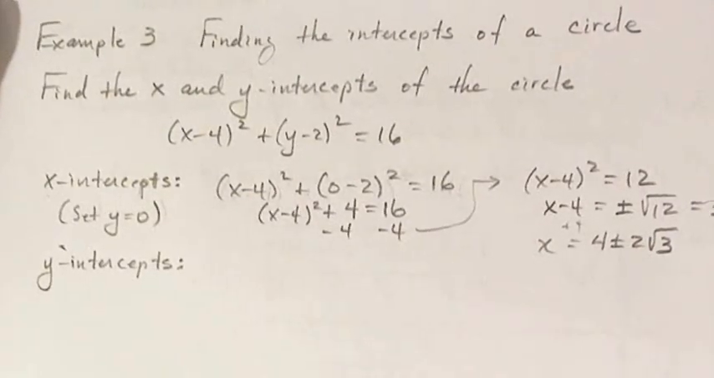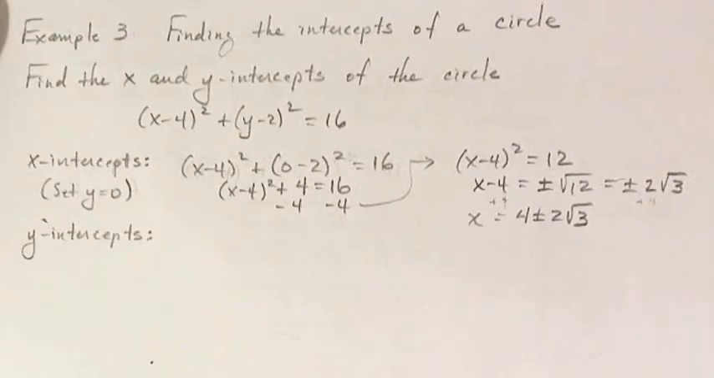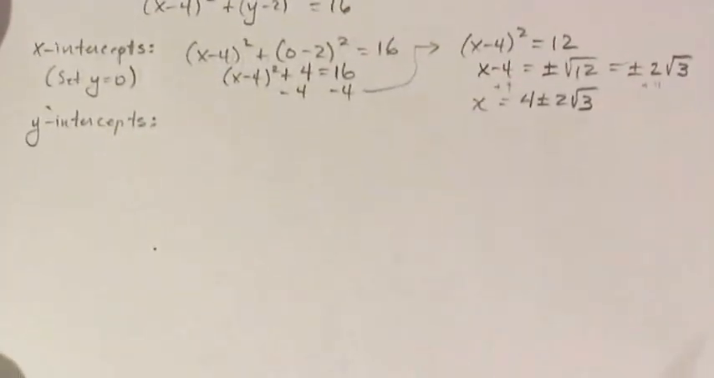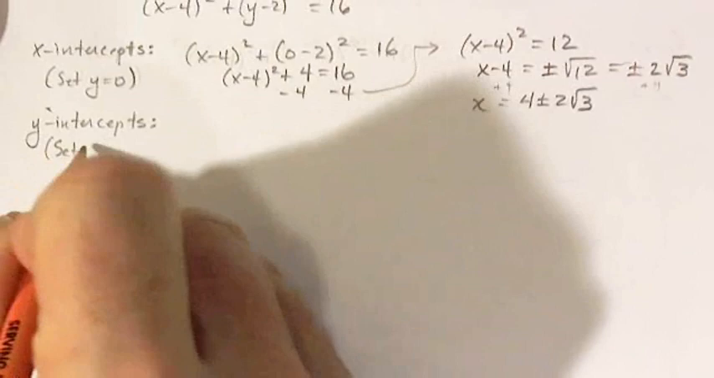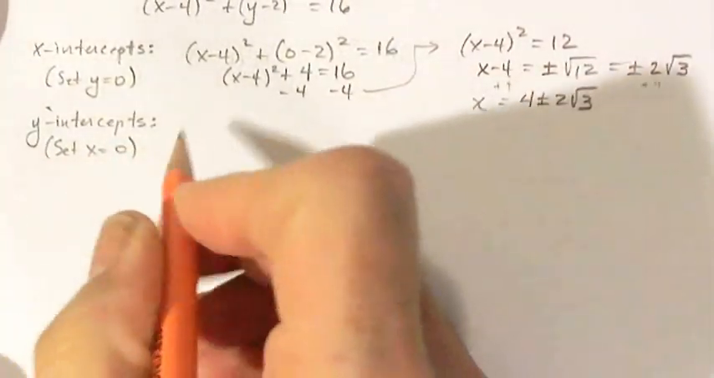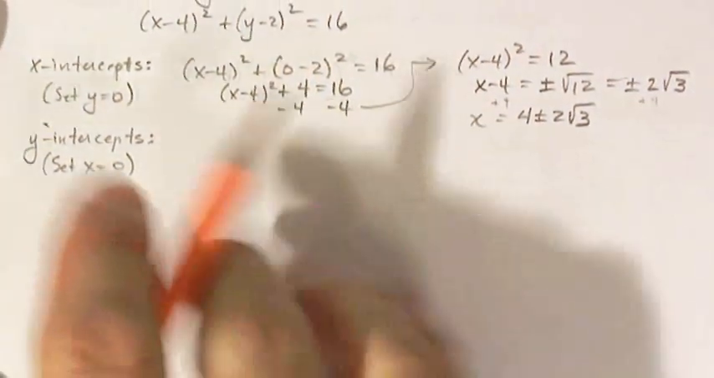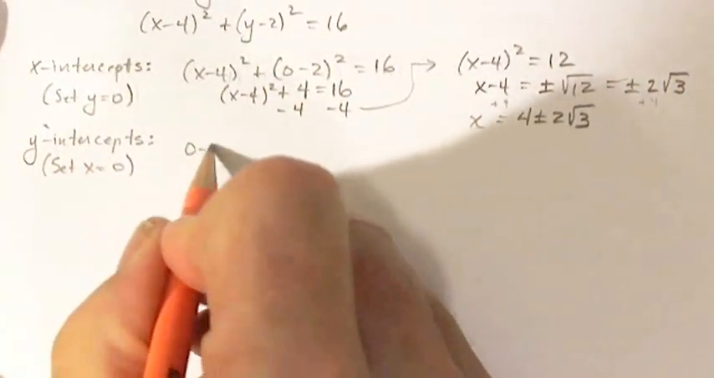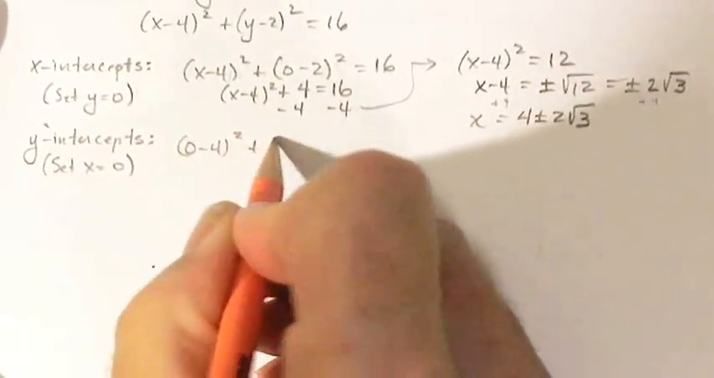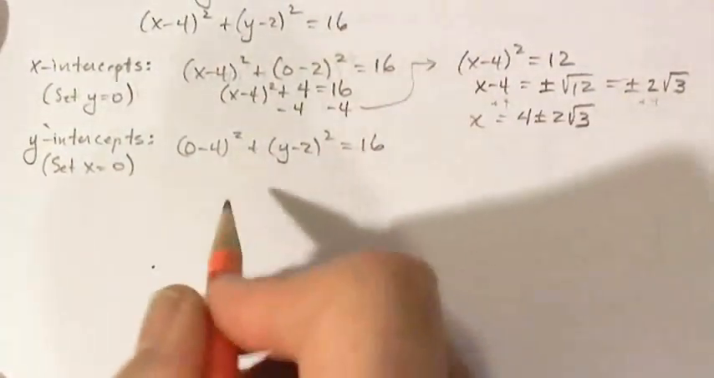Now, we can do a similar trick with the y-intercept. All we have to do is set x equal to 0. So this is going to be a 0 here. So we have 0 minus 4 squared plus y minus 2 squared is 16.